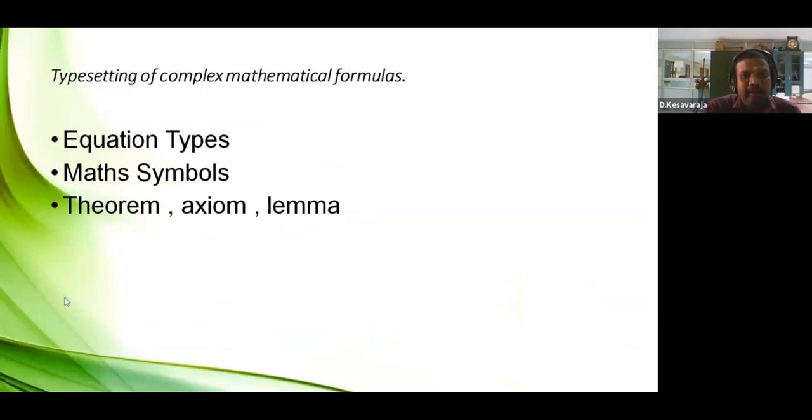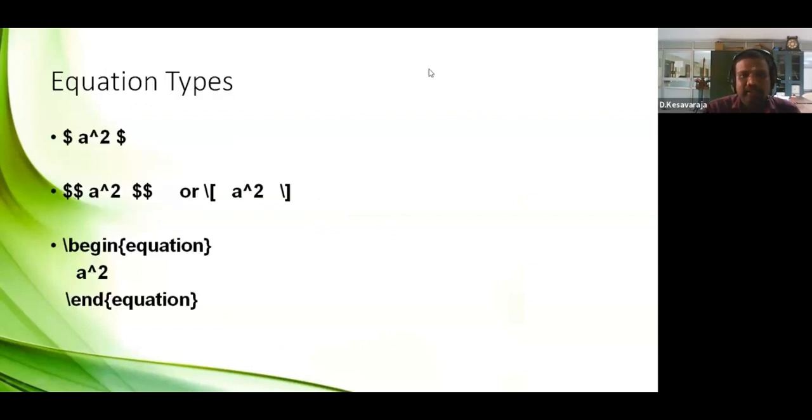Typesetting complex mathematical equations. Mathematical equations are represented in three forms. The first one is written inside dollar signs: you can write your equation inside dollar, starting with dollar and ending with dollar. Otherwise, you can start with backslash open parenthesis and end with backslash close parenthesis.